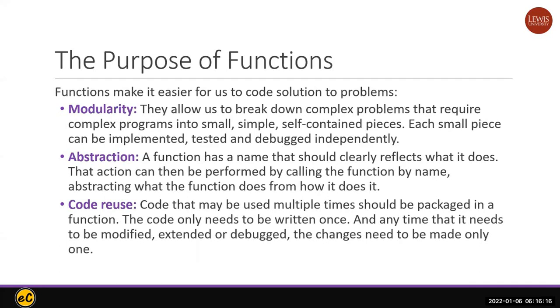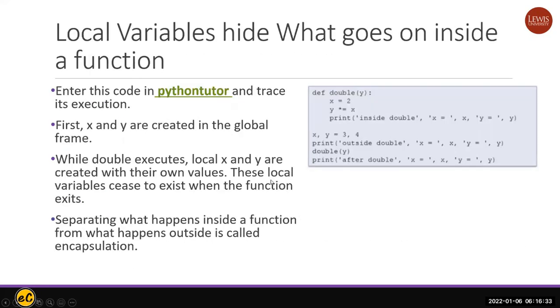A function's name should clearly reflect what it does. The action can then be performed by calling the function by name, okay? And the code can be reused. So these are the purposes of a function: modularity, abstraction, and code reuse. Local variables hide what goes on inside a function, okay?